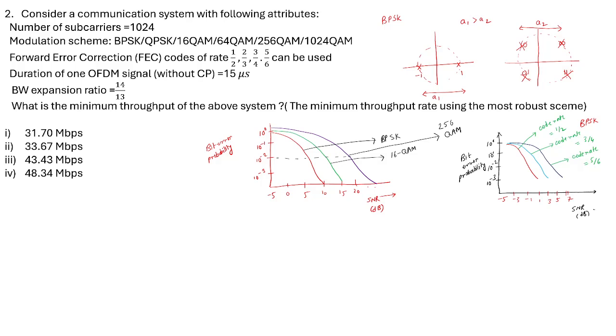So that reduces the bit error probability. When I say the most robust scheme, it's basically a combination of the modulation scheme you are using and also the forward error correction code rate you are using. So you should pick the lowest modulation scheme and the lowest forward error correction code rate, which gives you the maximum margin to beat the channel uncertainty in order to achieve reliable communication.